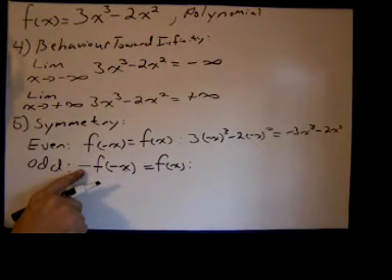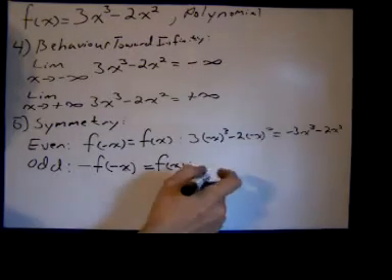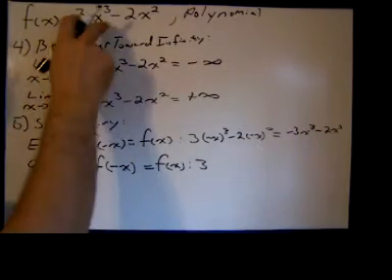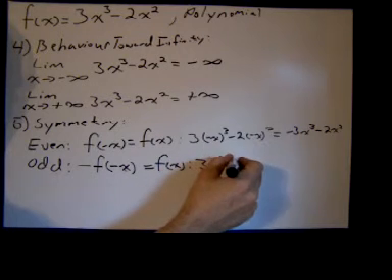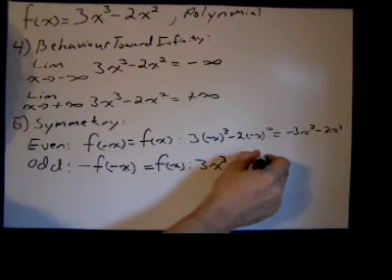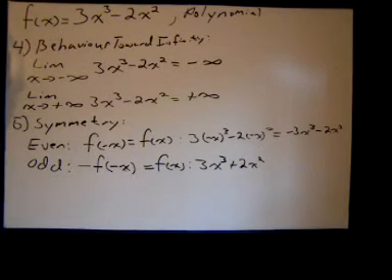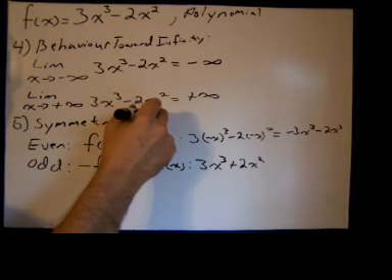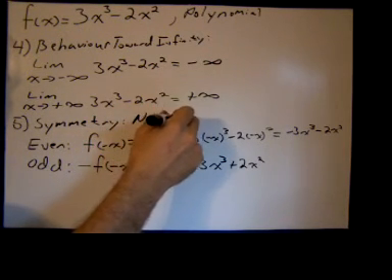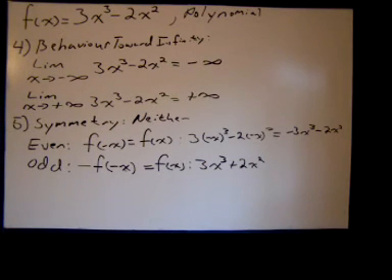So now I'm just going to multiply a negative by what I got right here and see if I get f(x), and I get positive 3x³ + 2x². Well, so it's not odd either, so we say the symmetry is neither. And I think I'll stop there, and we'll start increasing, decreasing on the next vid.